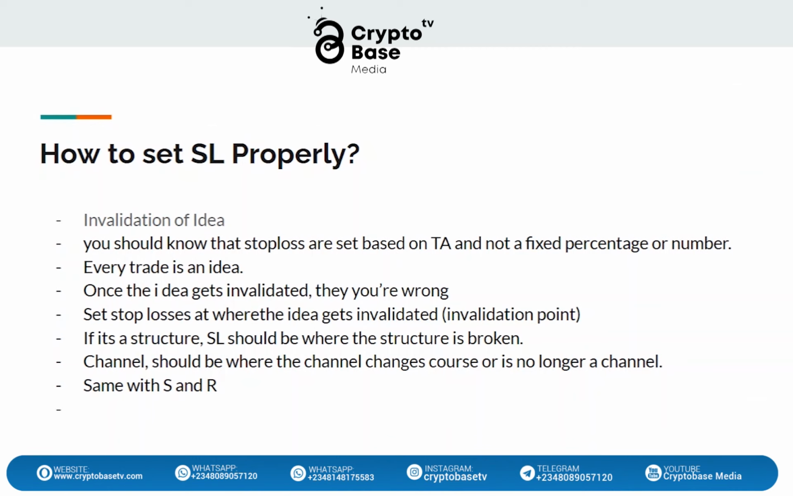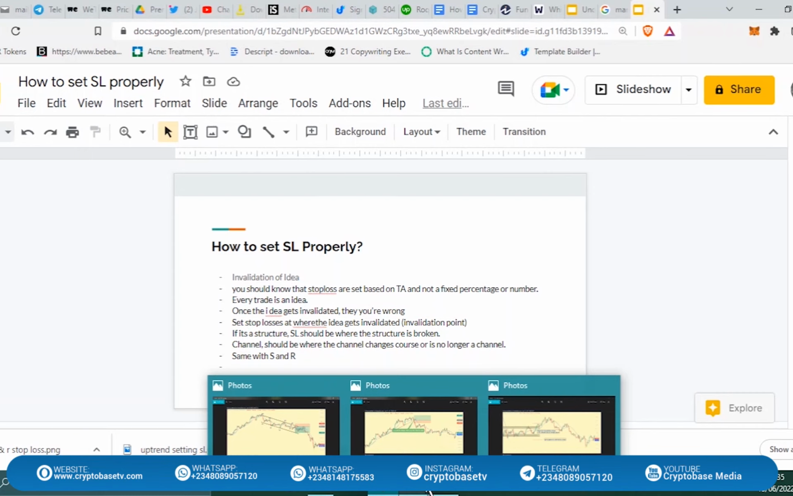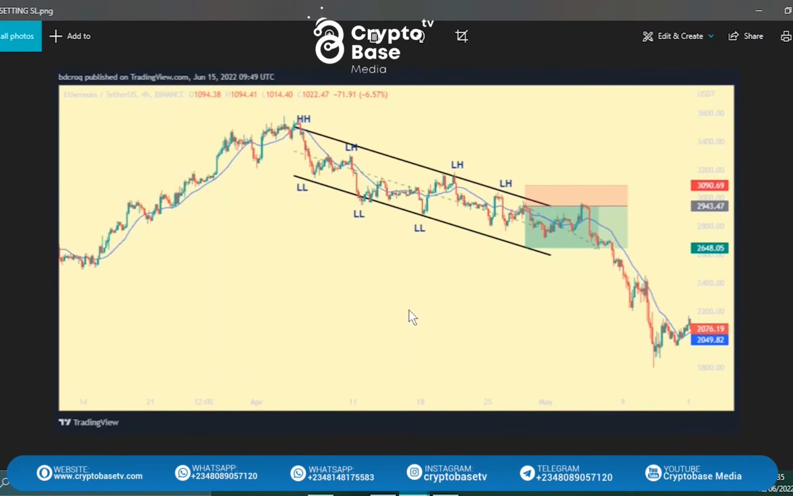Now, I'm going to show you a practical example of a proper stop loss and how and where you should set your stop loss. Now, the first one I want to look at is this one. This one is based on a structure, on a downtrend that is forming lower lows and lower highs.